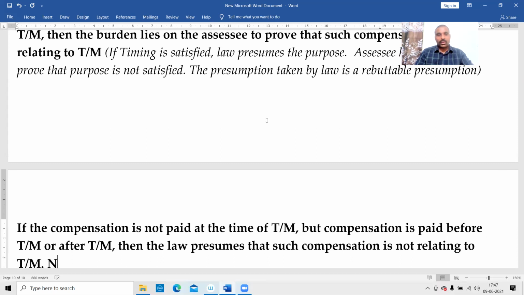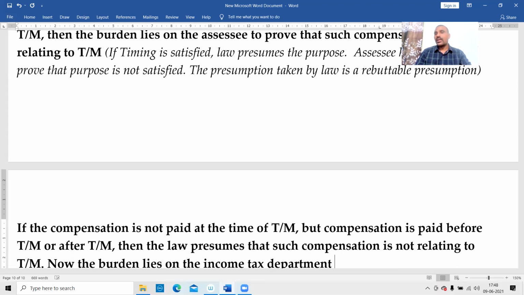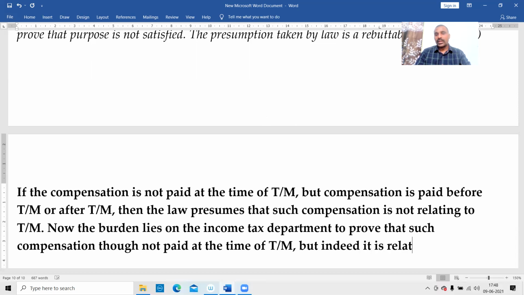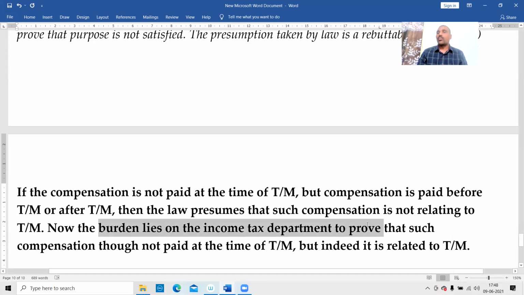Now the burden lies on the income tax department to prove that such compensation, though not paid at the time of termination or modification, is indeed related to termination or modification. This is the point. So here the burden lies on the income tax department to prove the purpose.